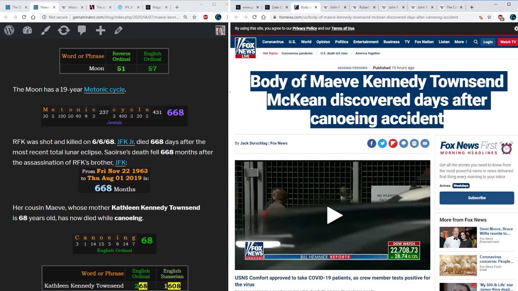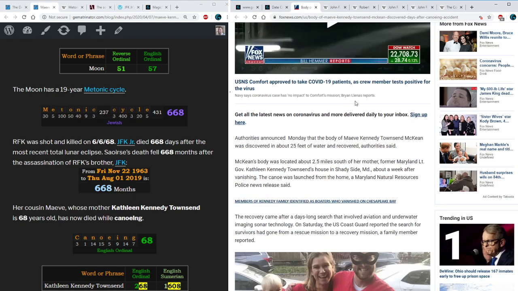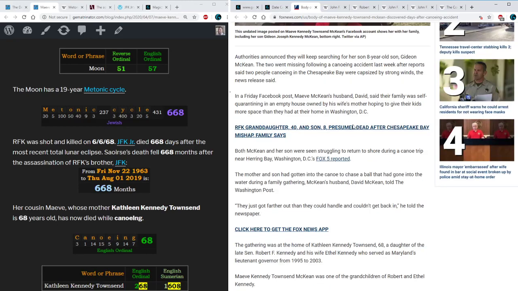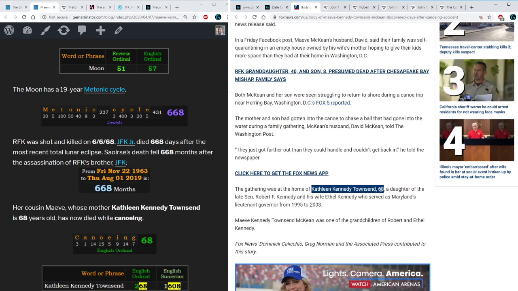Now, in this article, they mentioned the mother of Maeve McKean, who is Kathleen Kennedy Townsend. Notice how she's 68 years old, like how RFK died in the year 68. 68, the inversion of 86, the term to off somebody. Coffins, 6 feet deep, 8 feet long.